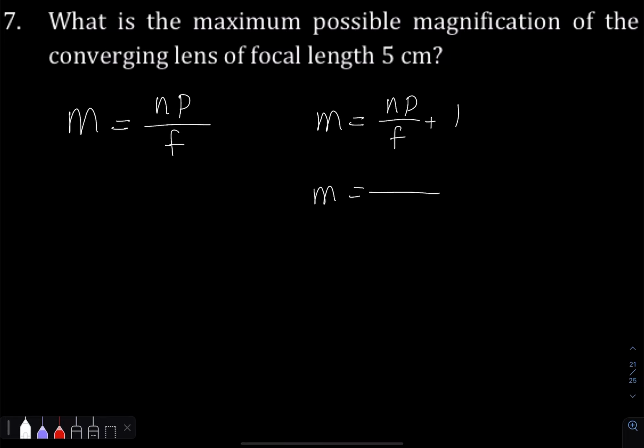Now, the near point, again, what do we plug in? We're not given anything. Generally, when you're not given anything for near point, it's going to be 25 centimeters. That's the near point of most people who don't have nearsightedness. And we're given the focal length is 5 centimeters. And the plus 1 for strained vision. So this comes out to 5 plus 1, 6. Right, so 6 is the maximum magnification of this lens.